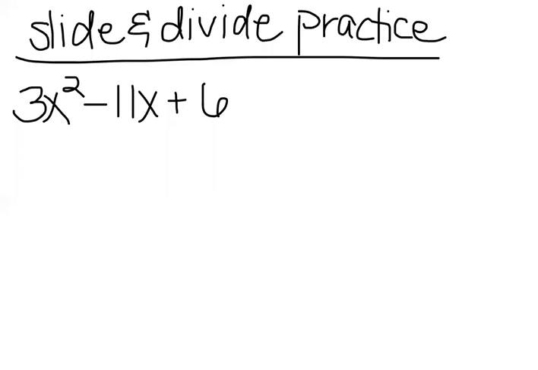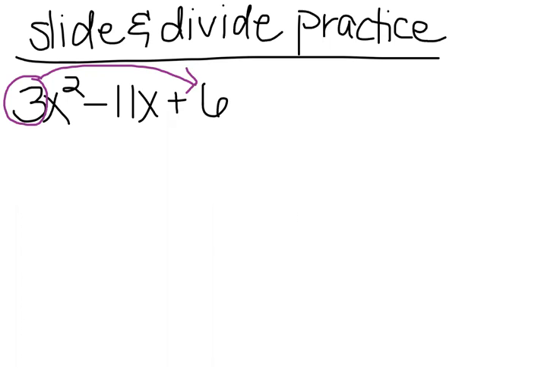All right, let's practice the slide and divide method for factoring. Remember, we only need to use this method when you have a coefficient on your x squared term. And our coefficient now is 3. Remember, this is the number that you will slide and divide. Okay, so first let's slide the number over to our third term, which is 6.